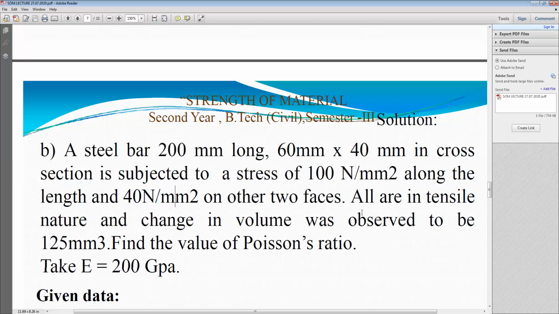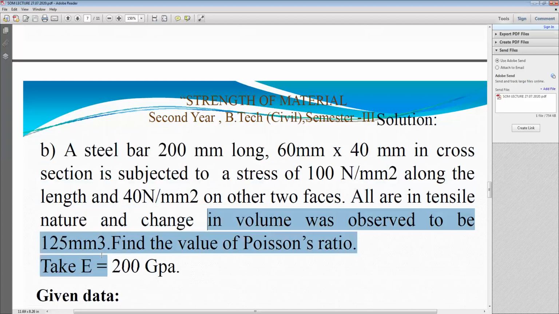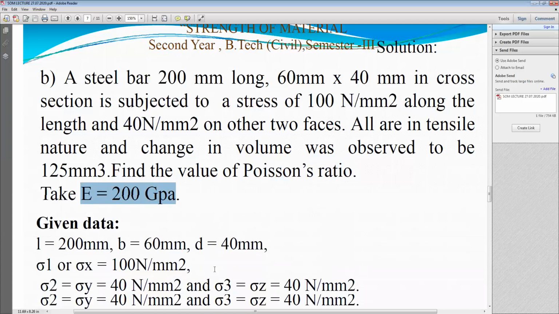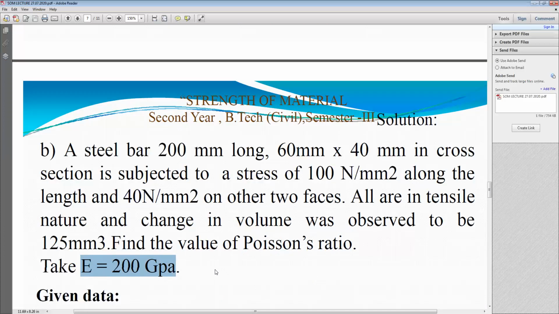Okay, so all are in tensile nature and the change in volume was observed to be 125 cube. It means delta V is given by the examiner. Delta V is equal to 125 cube. Find the value of Poisson's ratio. What is the Poisson's ratio? Poisson's ratio is nothing but the frictional factor, we can say. Take capital E equal to 200 GPa. So please write down the given data.